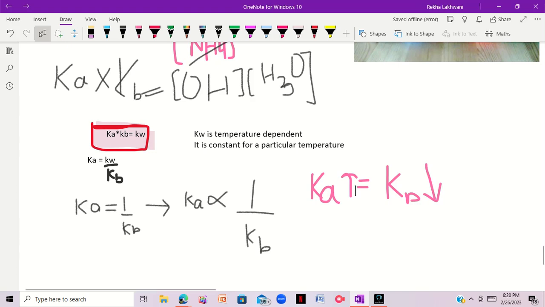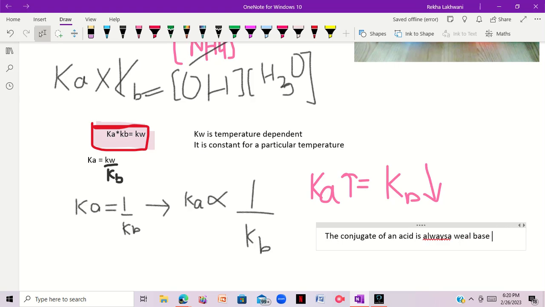So this shows that the conjugate of an acid is always a weak base, right? So I hope this is clear to you.